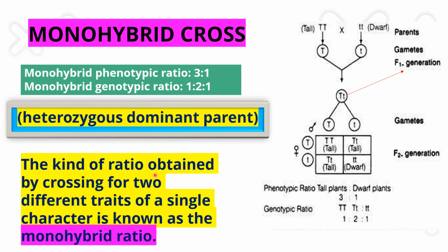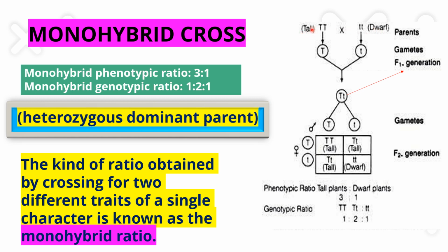The kind of ratio obtained by crossing for two different traits of a single character is known as monohybrid ratio. We can go through one example. In these two varieties of plants, tall and dwarf, the single character we took is the height of the plant, that is the character. That character has two varieties of plants, tall and dwarf.